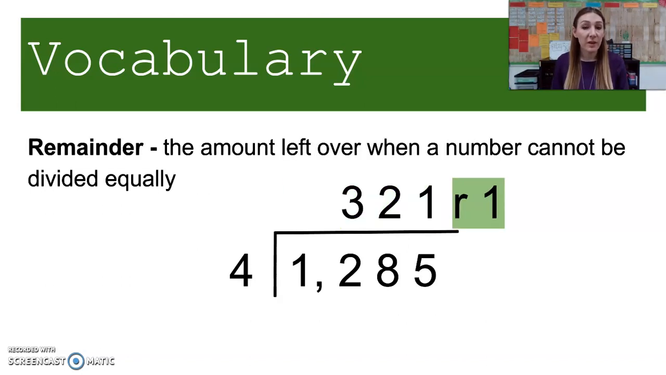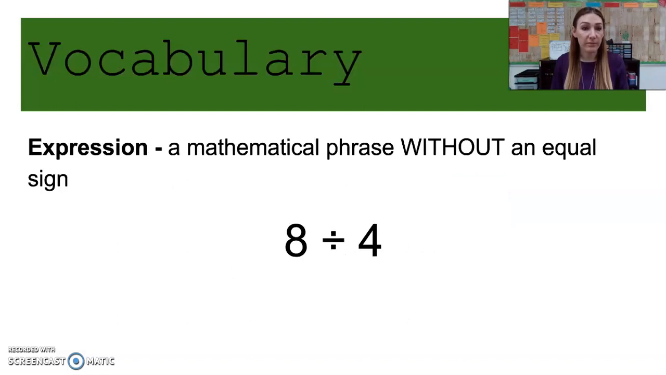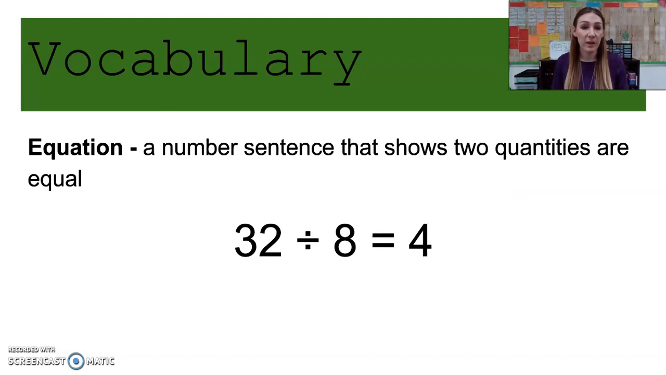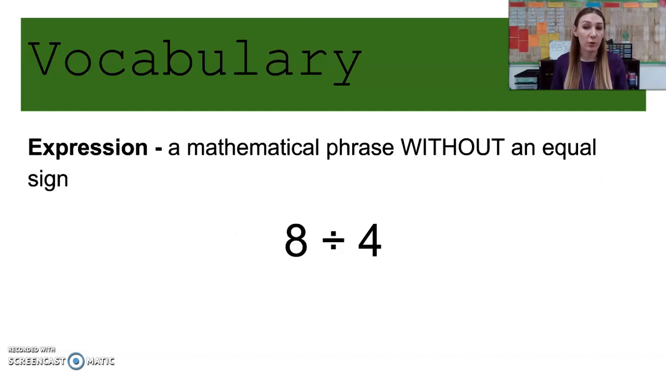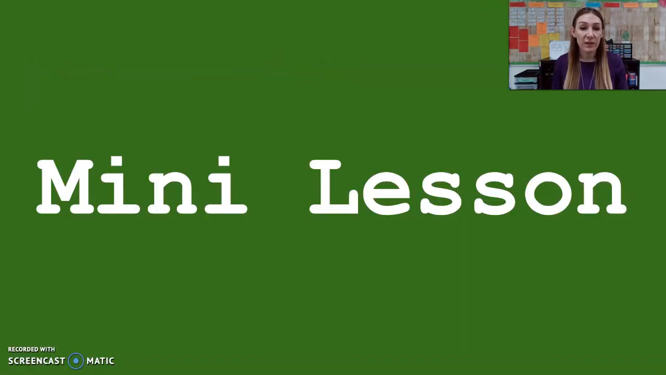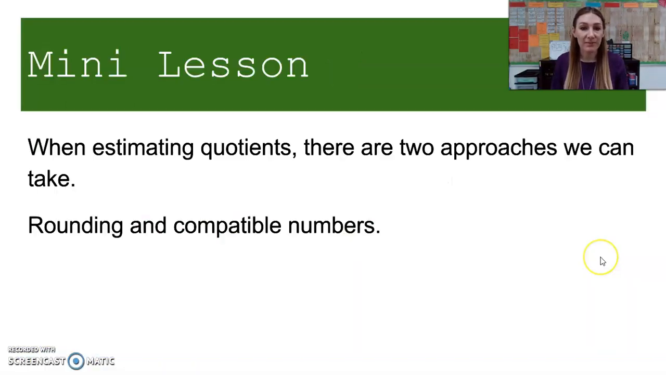The remainder is the amount left over when a number cannot be divided equally. An expression is a mathematical phrase without an equal sign. An equation is a number sentence that shows two quantities are equal. So remember, equation, equal, it's going to have that equal sign, whereas the expression does not have an equal sign. Let's go ahead and jump into our mini lesson.